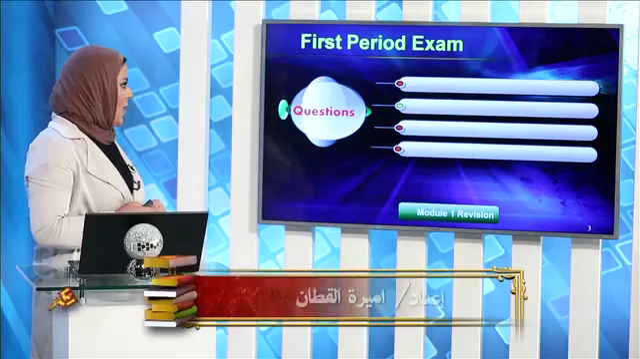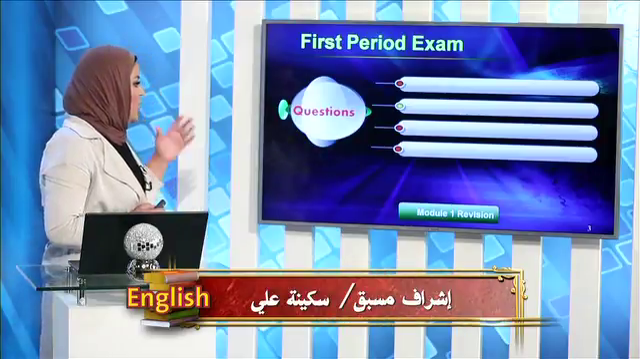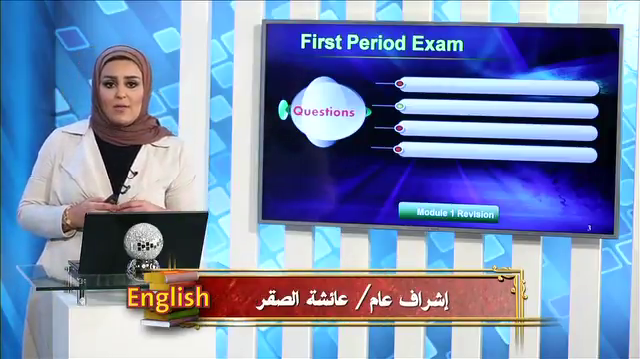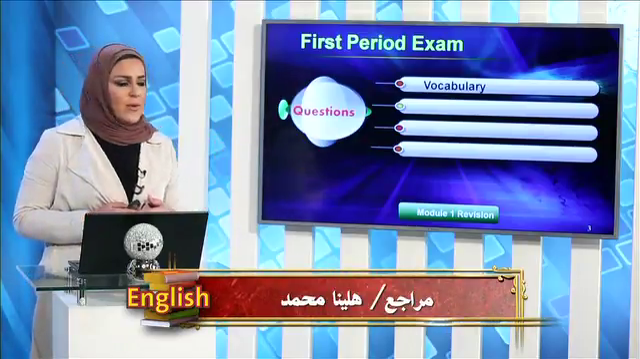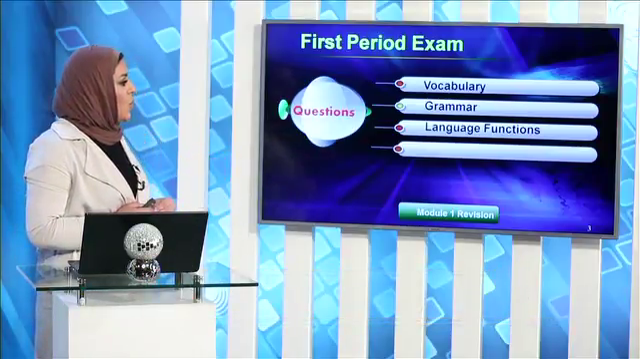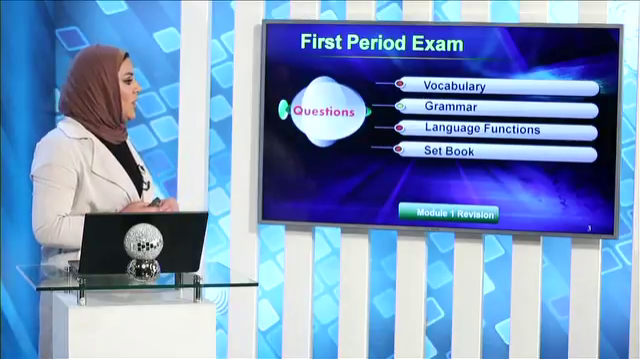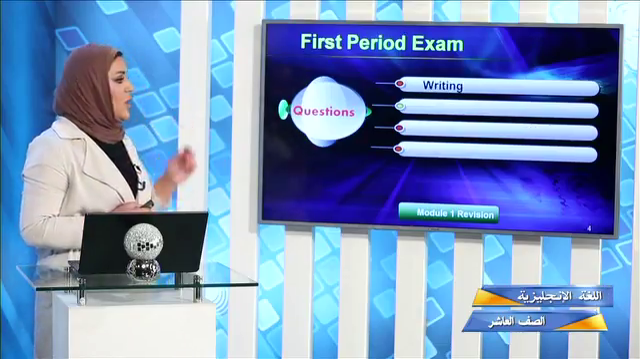Welcome back, everyone. So let us start together by looking at this slide. As you can see here, we're going to see what kind of questions we have in the first period final exam. First of all, we have the vocabulary, and after that you will have questions related to the grammar and also language functions. Finally, the set book questions. So here we are talking about Module 1 revision. So you will be answering these 4 questions. Also, you will be answering the writing question.